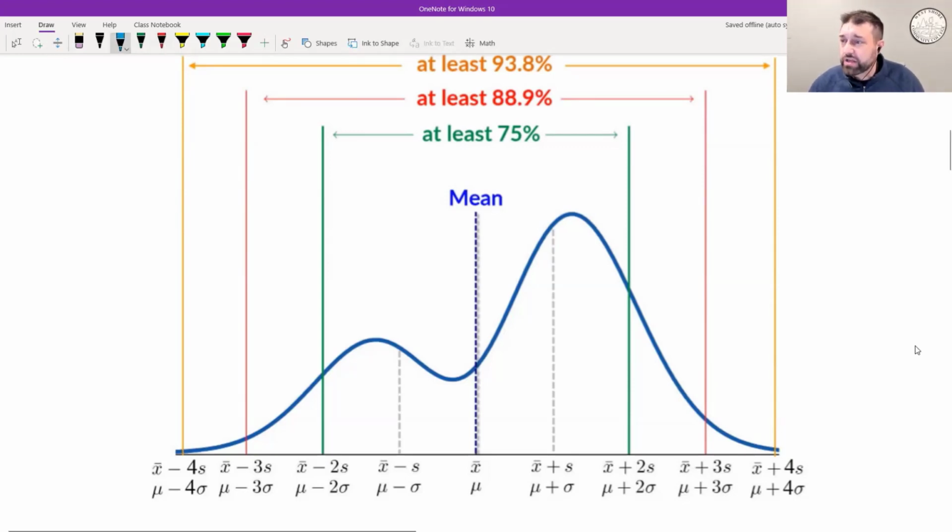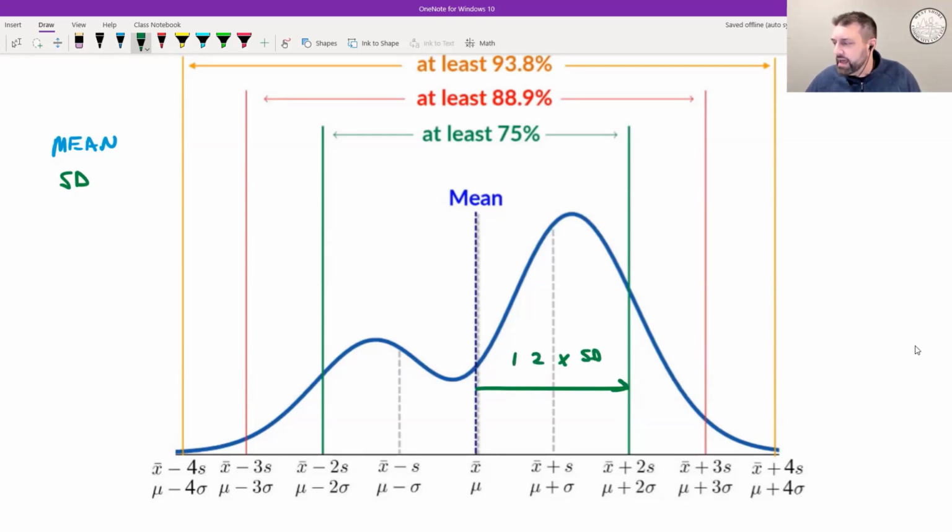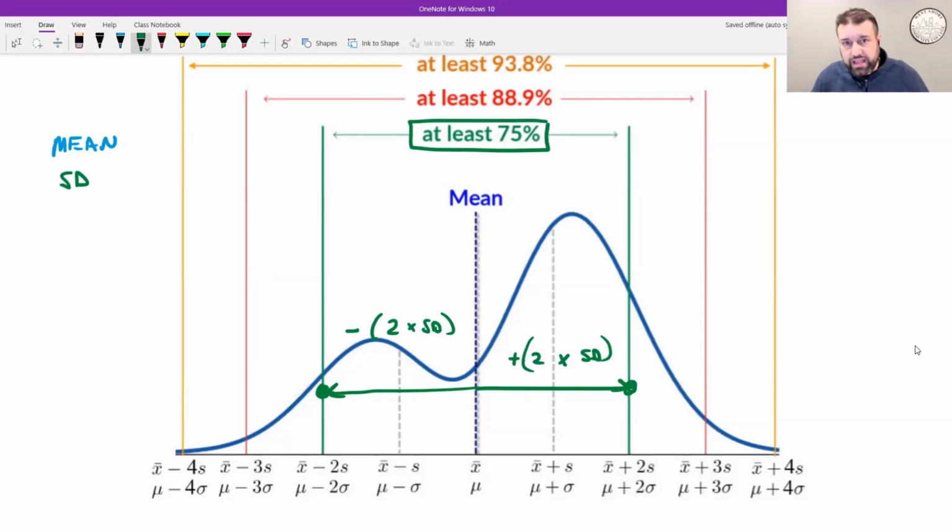And this is what Chebyshev's theorem says. If you take this data set and you calculate the mean and the standard deviation, and you take 2 times the standard deviation and add it to the mean, and then take 2 times the standard deviation and subtract it from the mean, that interval, with a lower boundary and an upper boundary, you should expect at least 75% of the data points to be within that interval.